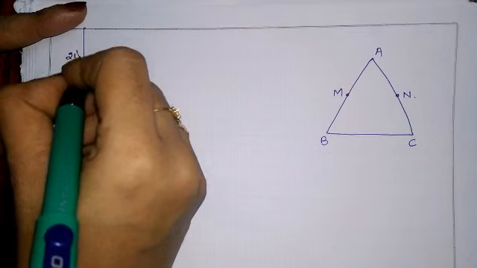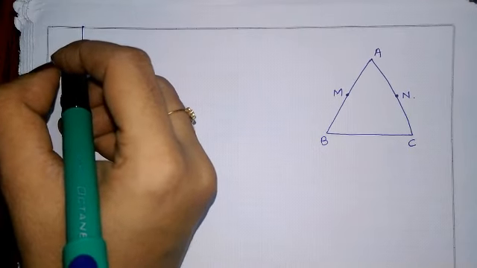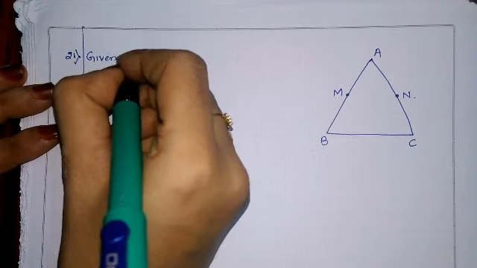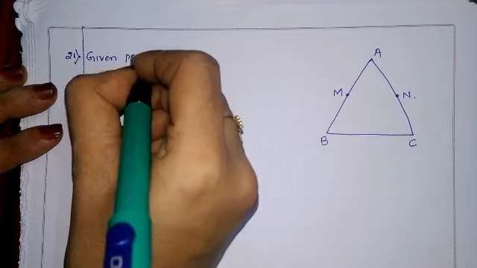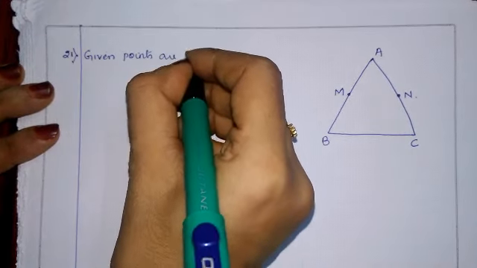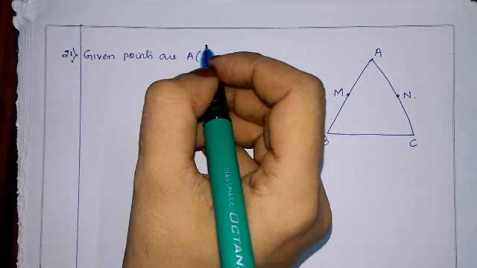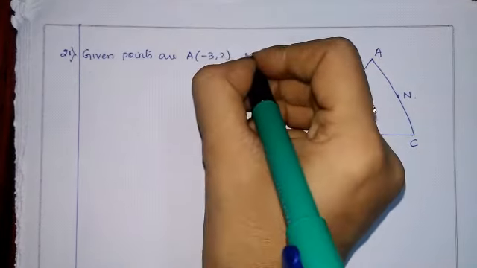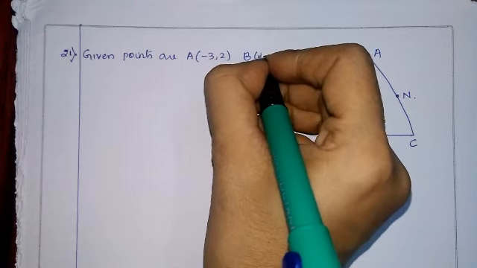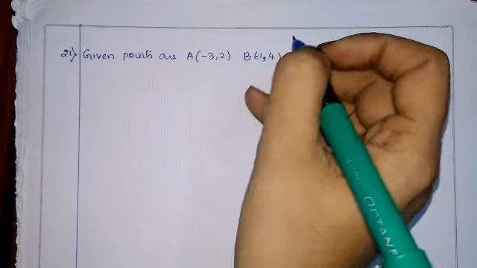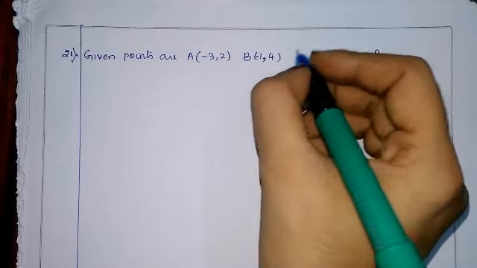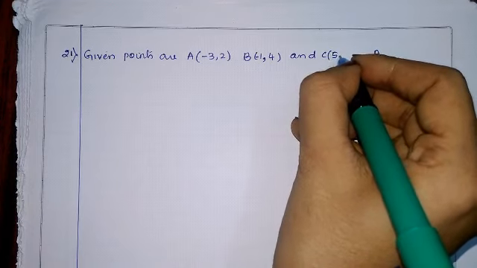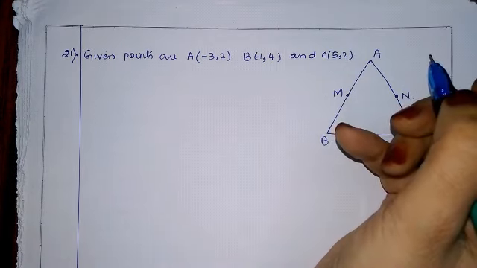Question number 21, the given vertices are: A, the first point, is (-3, 2), B is (-1, 4). We should be very careful while writing the question. And C is (5, 2). These are the vertices of the triangle.